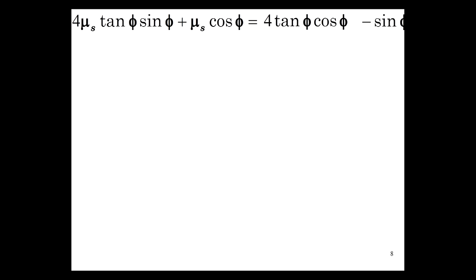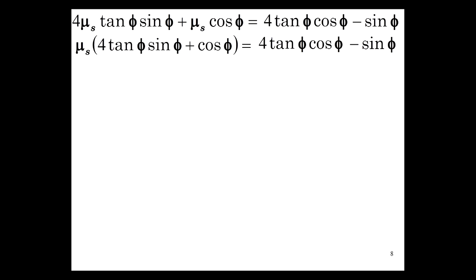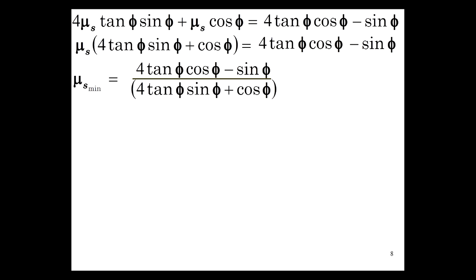All right, so if I didn't say it before, the reason I set the expression up like this is to get all the mu s's on one side, because that's what we're trying to solve for. So now we can factor it out. There's mu s factored out. And now we can solve for mu s minimum by just dividing. So we have these two terms divided by this term. And that is mu s minimum.